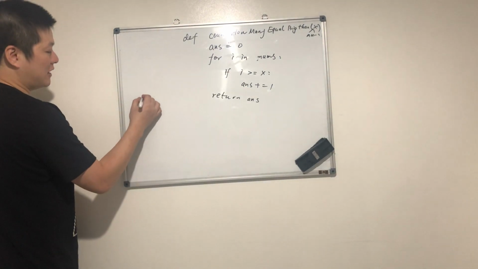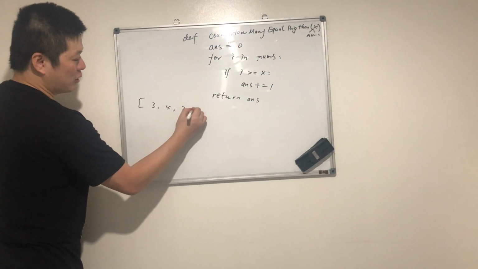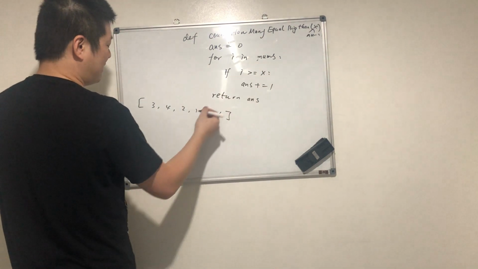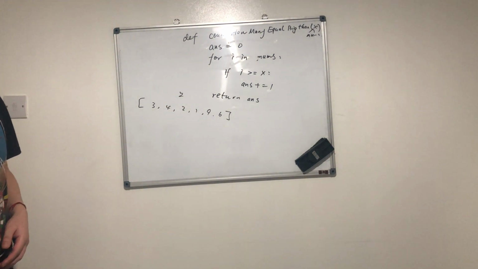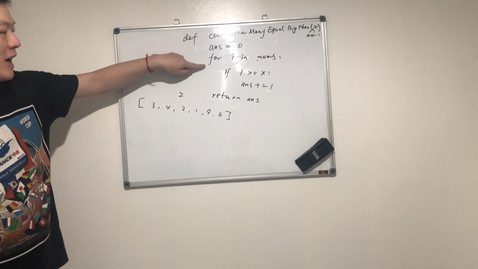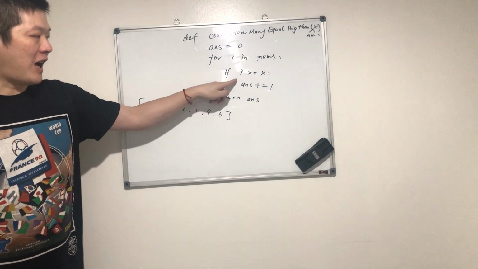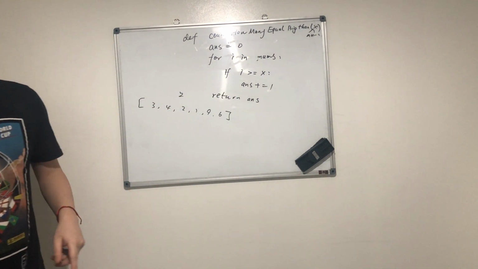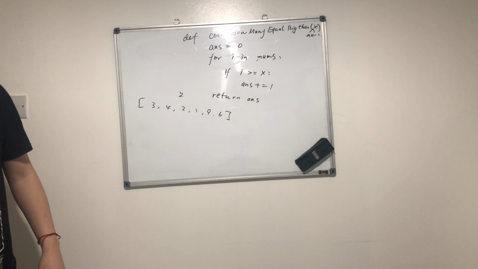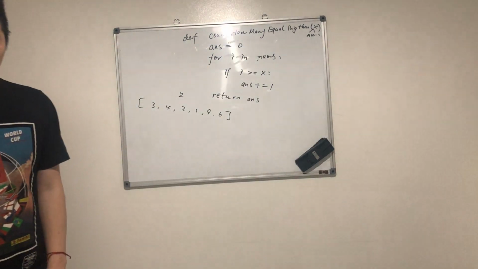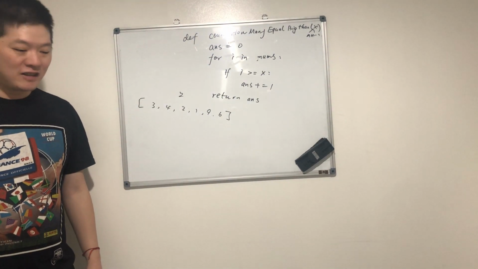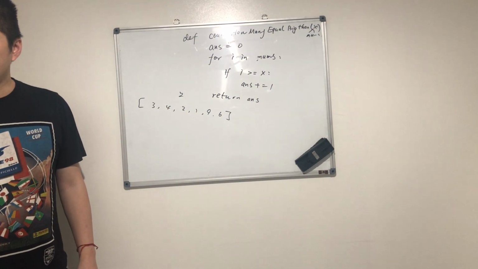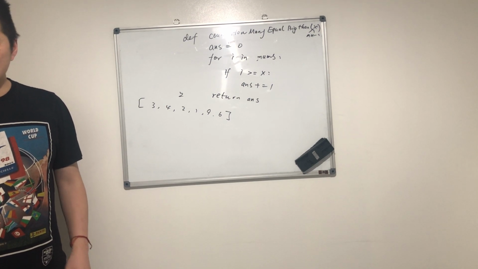This is the array we just talked about, 3, 4, 2, 1, 9, 6. And x, let's say x is 2. So what does it mean? Answer equals 0. For i in nums, if i is bigger than or equal to x, then answer plus 1, return answer. What does this function mean? Ryan, any thoughts? Any hints?